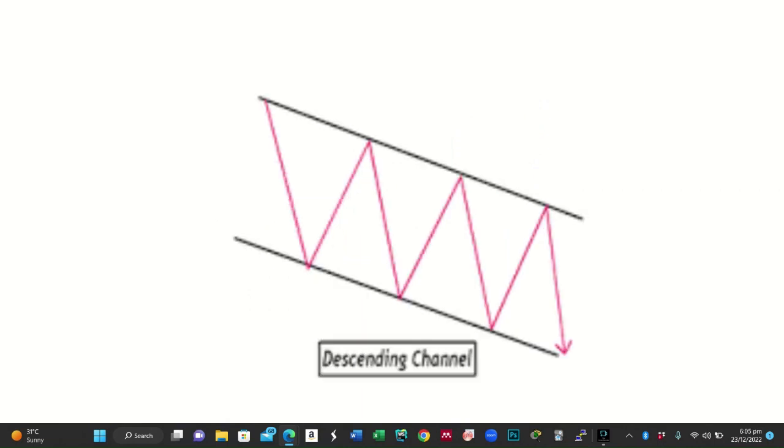So the second one is descending channel. Descending channel is just like the opposite of ascending channel. In ascending channel, it is mostly when price is moving upward, and in descending channel it is when price is moving downwards. That is when it is bearish. But in ascending channel, it is when price is bullish, when it is moving upward.